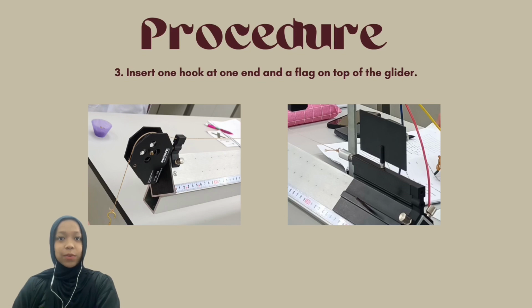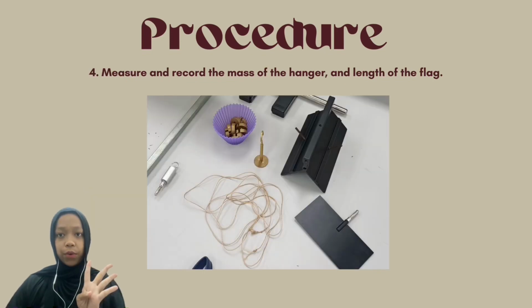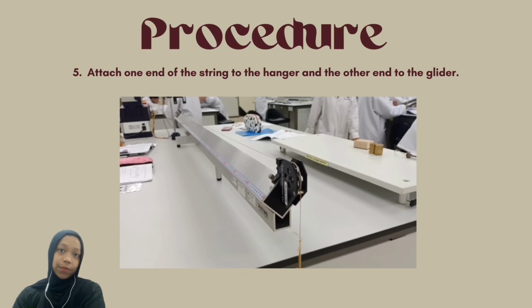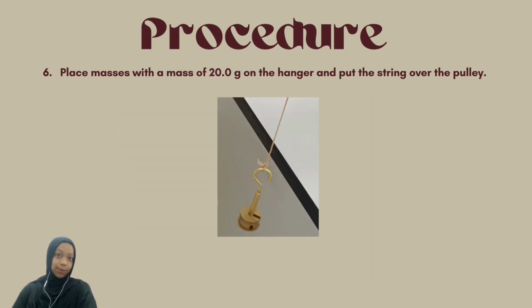Third, insert one hook at one end and a flag on top of the glider as shown in the pictures above. Fourth, measure and record the mass of the hanger and the length of the flag. Fifth, attach one end of the string to the hanger and the other end to the glider. For the sixth one, place a mass of 20 grams on the hanger and put the string over the pulley.